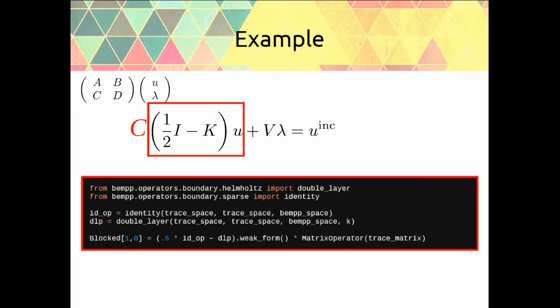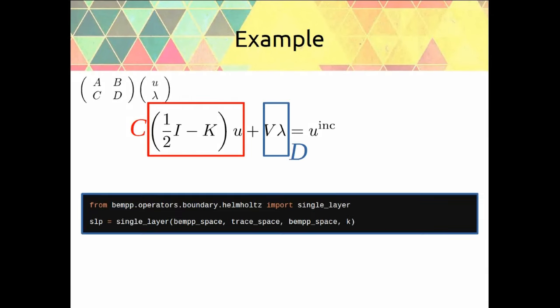again, we do this in BEM++ because now we're actually doing BEM. So from BEM++, we can just import the double layer and the identity operators. You give them the function spaces you're working with. You give the double layer the wave number as well. And then we do, you can't quite read, half times identity take away double layer potential. So just like it says, half identity take away double layer potential, it's very easy to write this up. And then, again, we permute them to make sure that the matrices are the same shape.